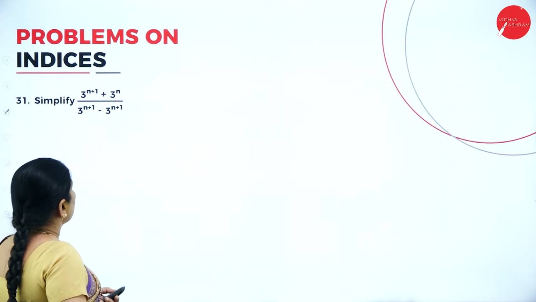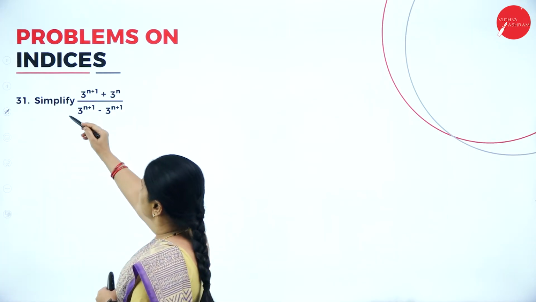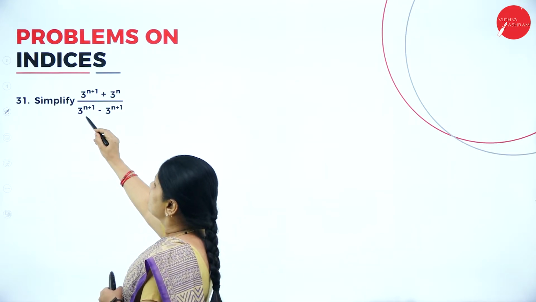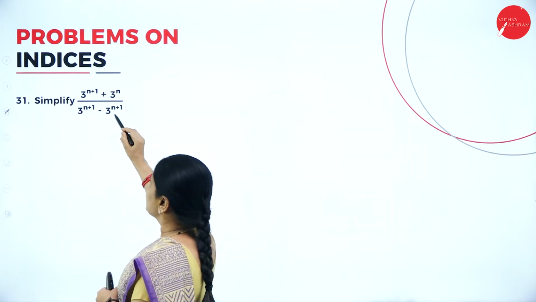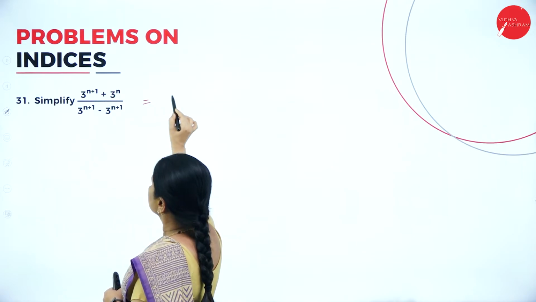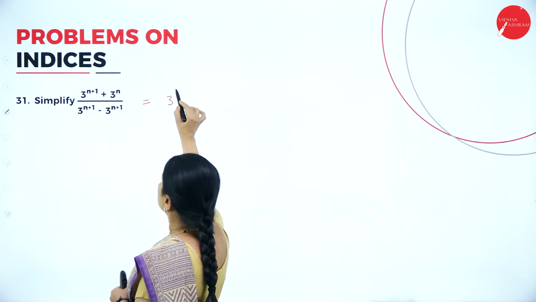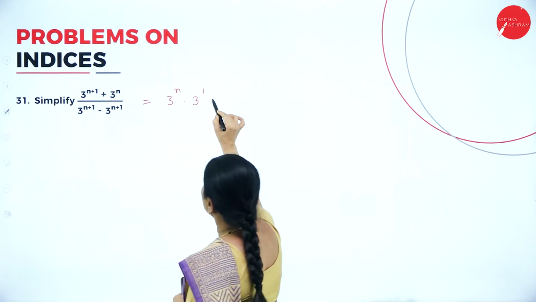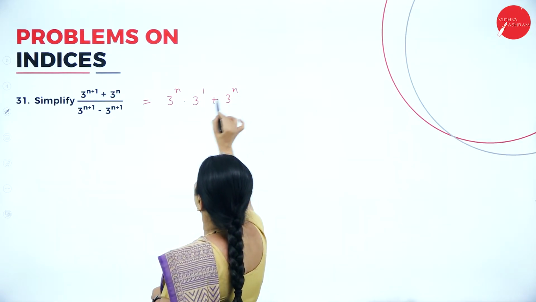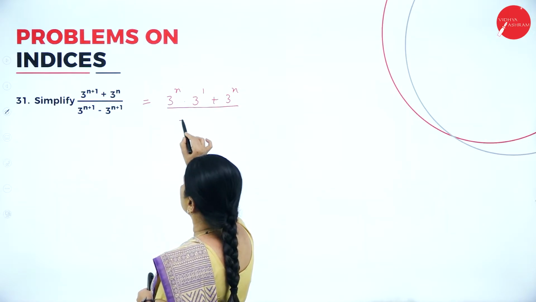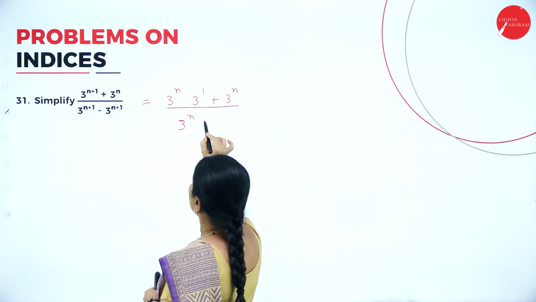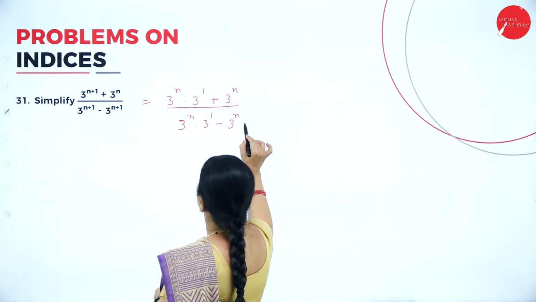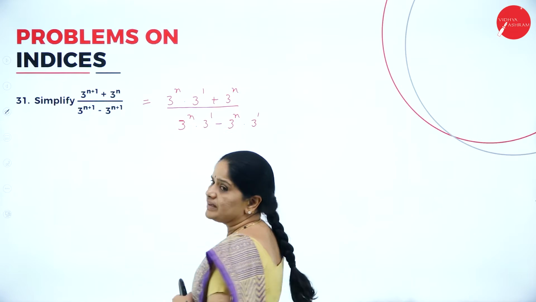Now, the next problem, the problem given here is simplify 3 to the power of n plus 1 plus 3 to the power of n divided by 3 to the power of n plus 1 minus 3 to the power of n. So, this can be rewritten as 3 to the power of n into 3 to the power 1 plus 3 to the power n whole over 3 to the power of n into 3 to the power of 1 minus 3 to the power of n.